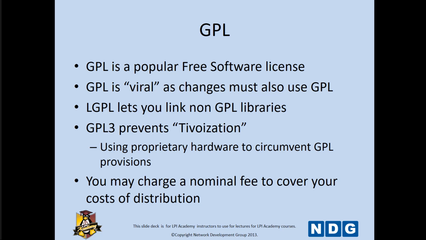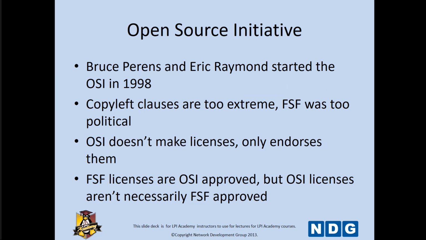So you may change a small part or a large part, but you must distribute the code. You may charge a nominal fee to cover the cost of distribution. The goal here is not to make money off of Linux, but to at least recoup distribution costs. The Open Source Initiative started in the late 90s. They felt the copyleft clause was too extreme, so they were heavily political. OSI doesn't make licenses, only endorses them.